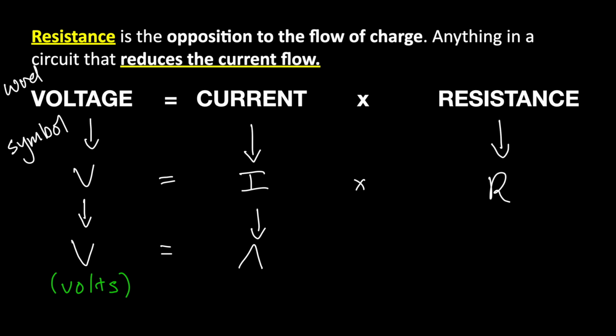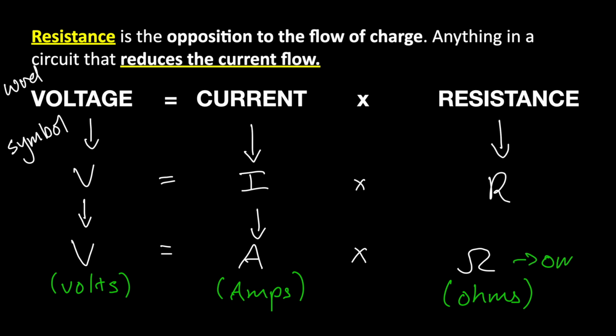Current is measured in amps. And resistance is measured in ohms. And you should know that this symbol here is the symbol omega. Let's try a question.